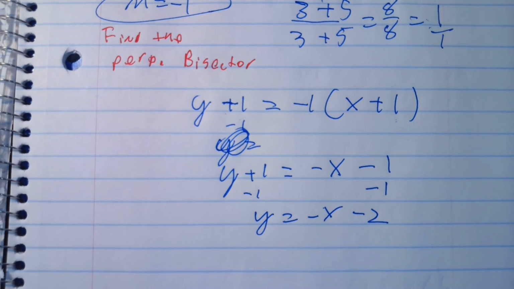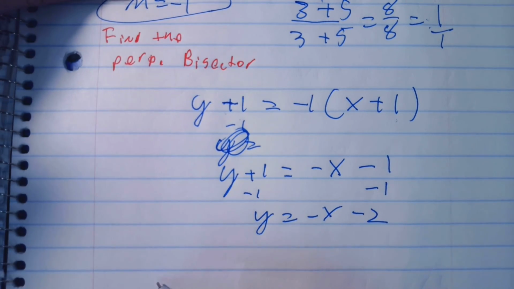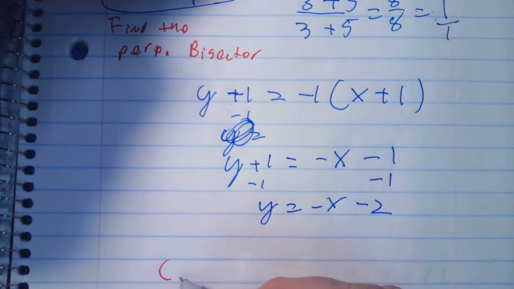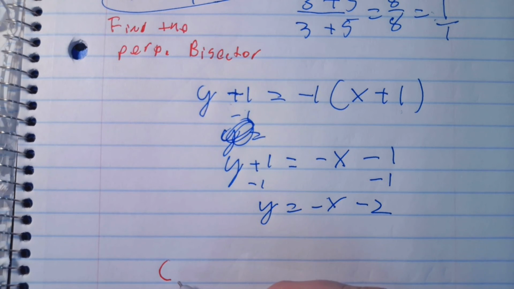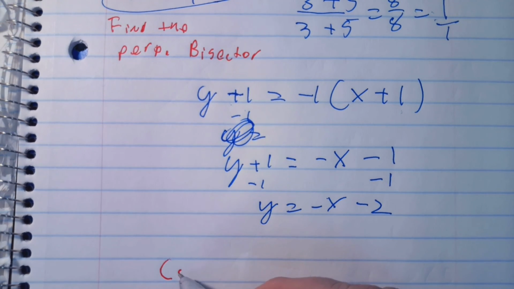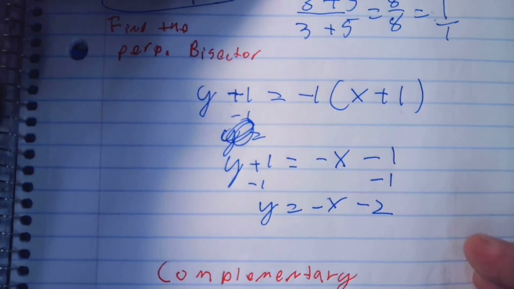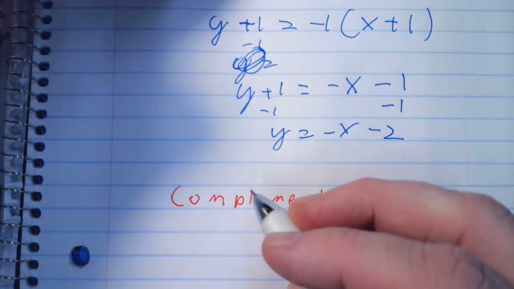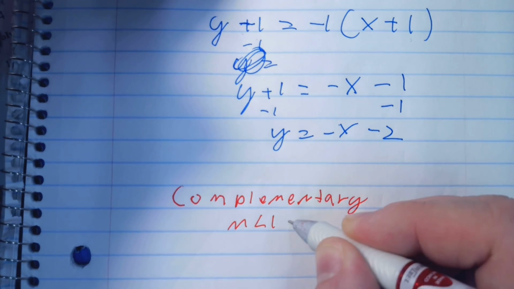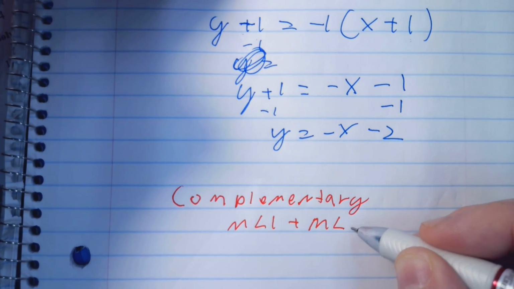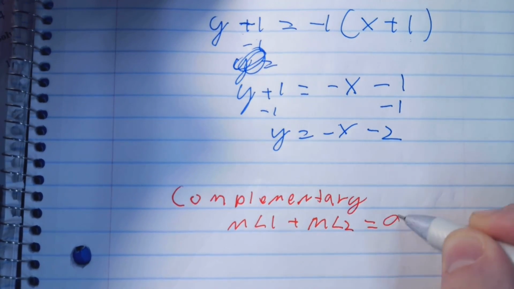So we need to know that. We have one more vocabulary word that I forgot to tell you about because it's something that you know already. And you should know already because, well, you did it long, long ago. So complementary angles, right? Complementary angles, that's measure of angle 1 plus measure of angle 2 equals what? 90, right?